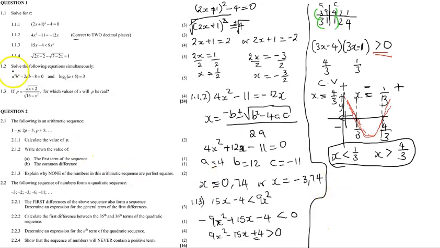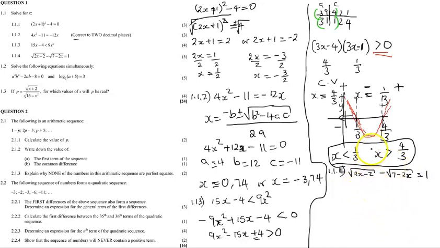So we move to 1.1.4. So our 1.1.4 says to us the root of 2x minus 2, and then minus the root of 7 minus 2x, all this is equal to 1.